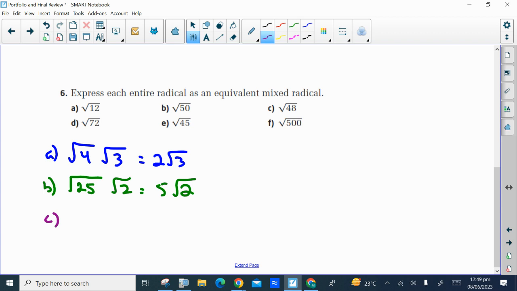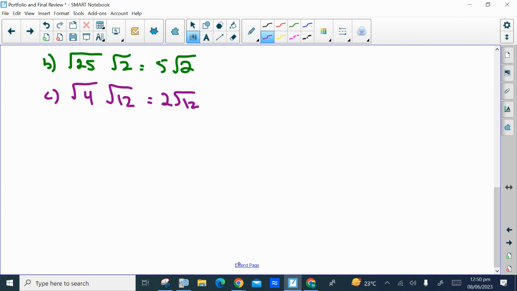So C is an example where you may not take out the largest perfect square. For example, you might say, well, I know that 4 times 12 is 48. So break it down to root 4 root 12, which is 2 root 12. But that one is not finished because 12 can be broken down further to root 4 root 3. The square root of 4 is 2, times the 2 in front gives you 4 root 3. So that is the final answer.